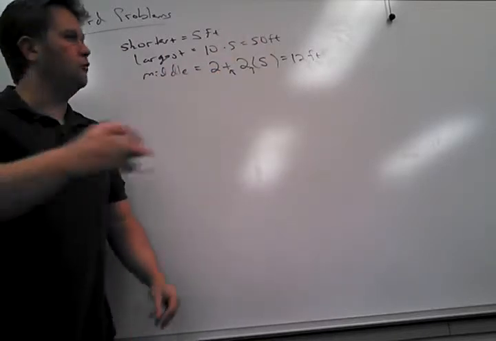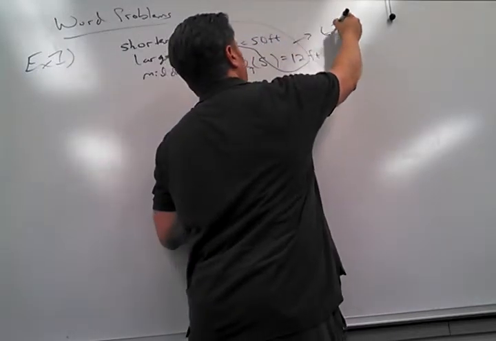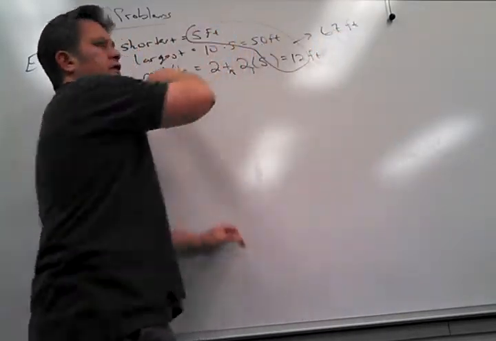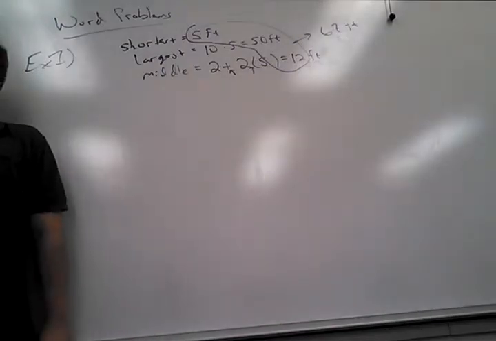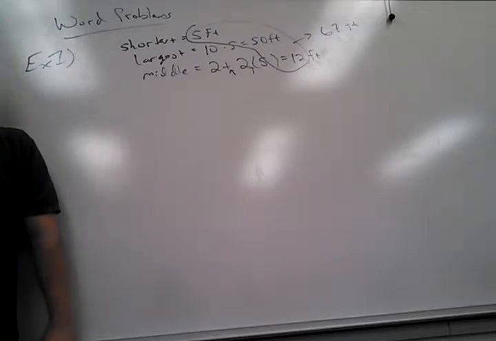If the problem had said the perimeter was 67 feet, that would actually be my answer. I'd be done. But it doesn't say that.